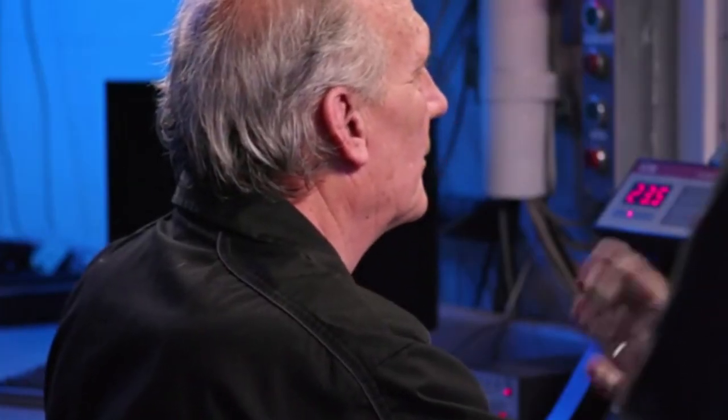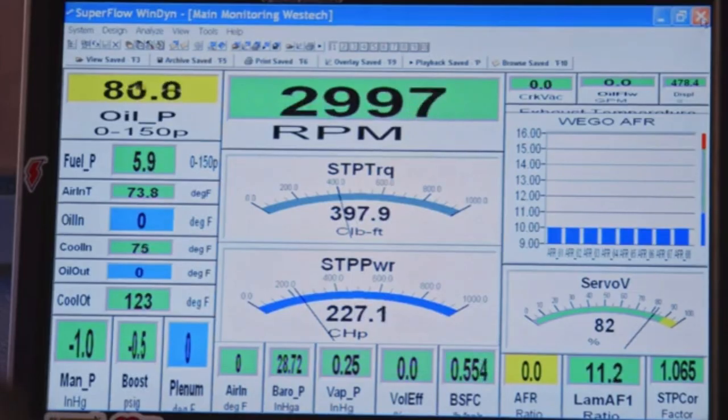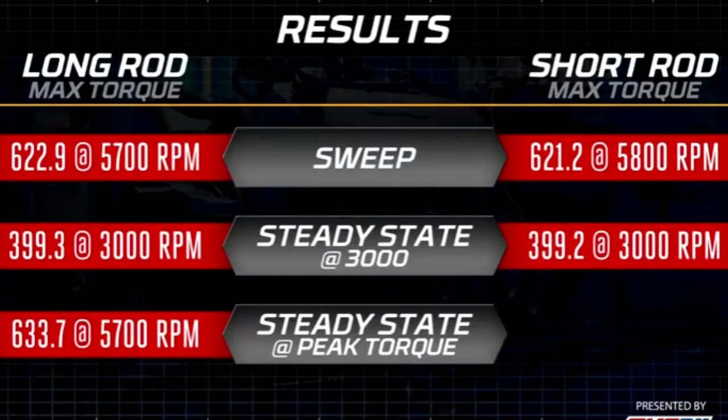Well, let's go ahead and run the other tests that we ran with the other engine. Let's do steady state 3,000 RPM. I think we suspect the answer now, but let's do it for the sake of comparative analysis. Identical, almost. Same. Interesting. So the steady state torque at 3,000 RPM with both these connecting rods is identical. 399.2 versus 399.3. I'm calling that the same.